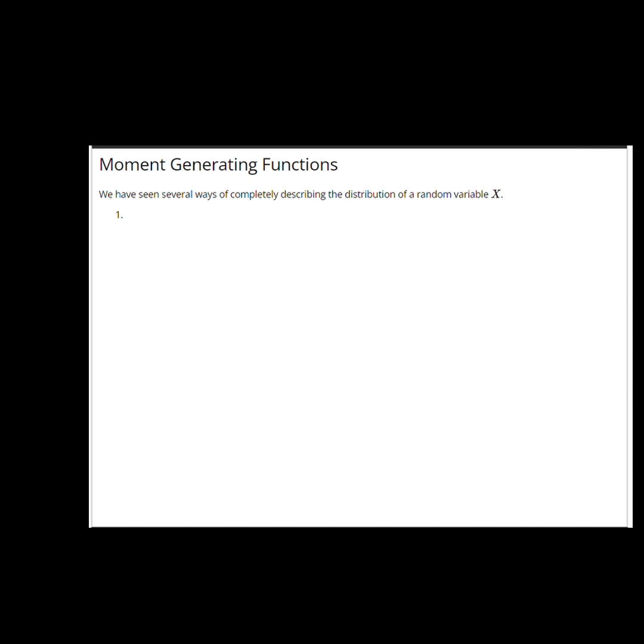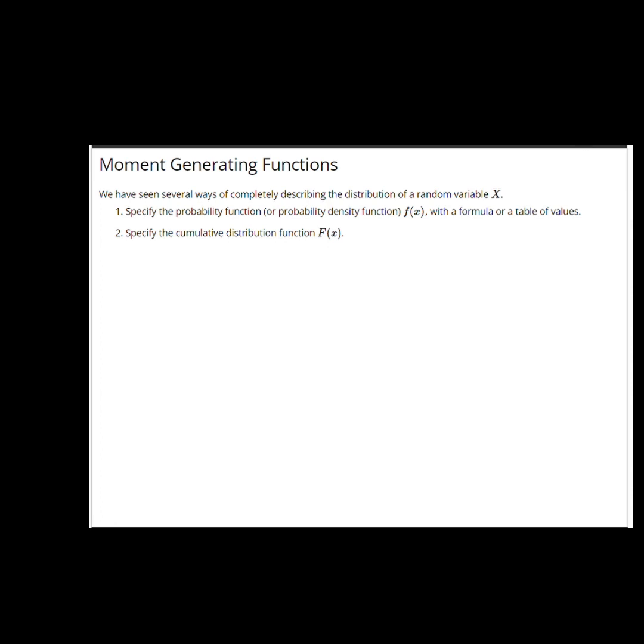So far, we have seen several ways of completely describing the distribution of a random variable. One is, in the case of a discrete random variable, specifying the probability function, or if it's continuous, the probability density function f of x. We can make this specification either with a formula, or a table of values, or a probability histogram, or in fact by naming the distribution. But in any case, this is a specification of the distribution of a random variable.